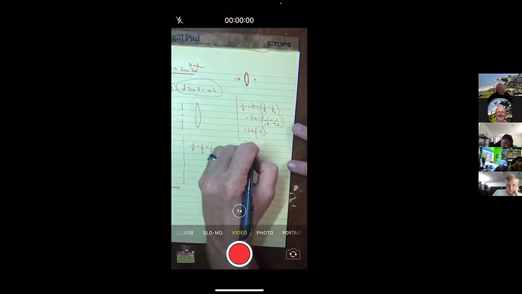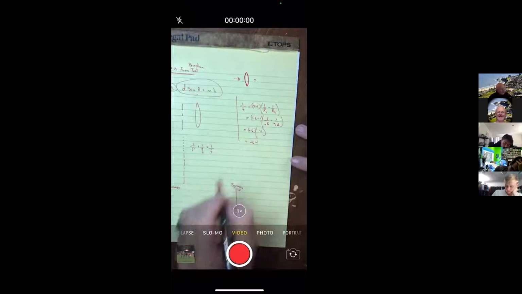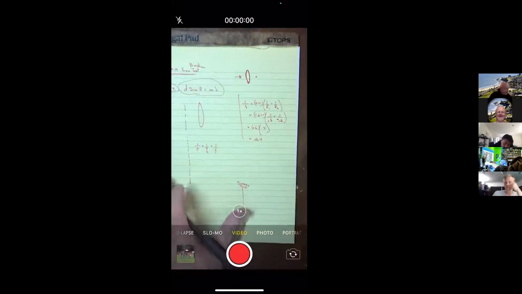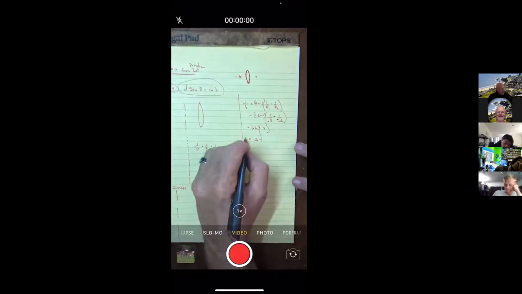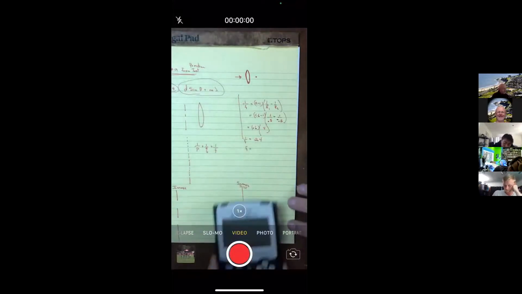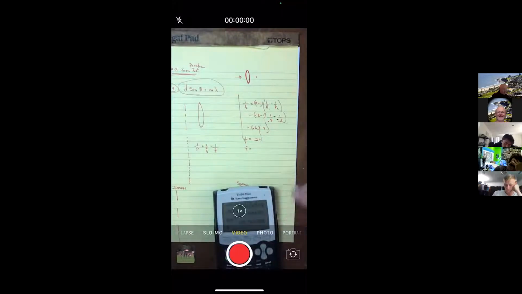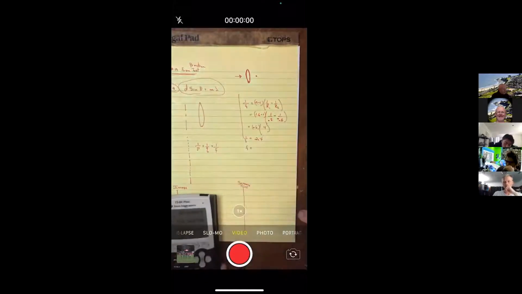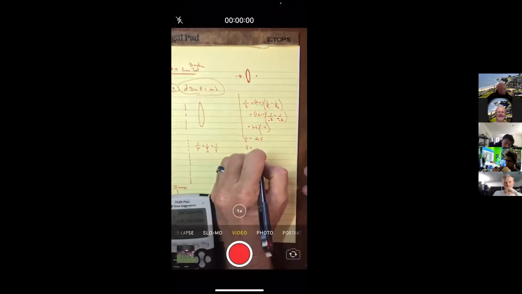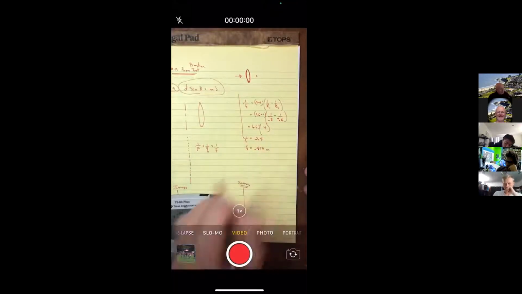4 times 0.6 is 2.4. So 1 over the focal length is 2.4. And I suppose that's all I need. I don't really need the focal length, but I'll go ahead and figure out what it is. So the focal length looks like it's 0.417 meters.